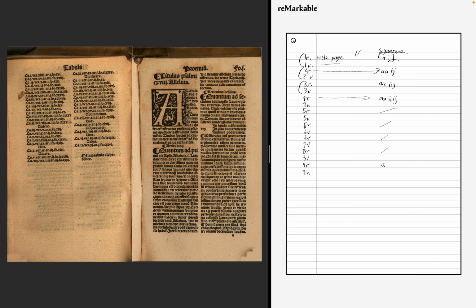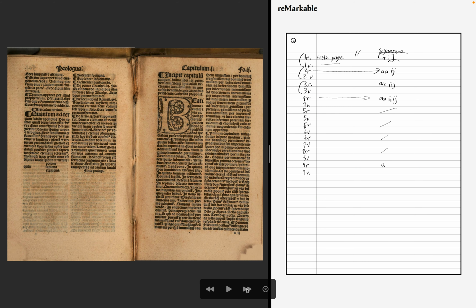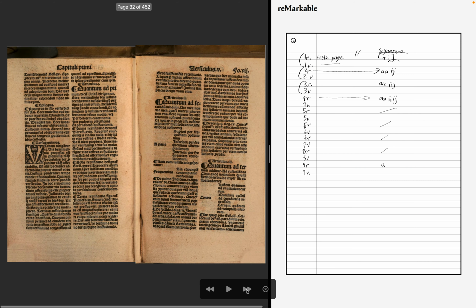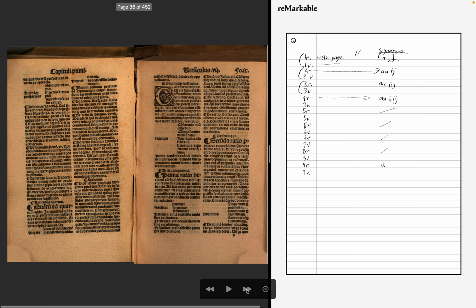Now we're at the beginning of the main text of the book. It starts with A, and you're going to get this same pattern with the 2 with the IJ, so A2, A3, A4, and then you get A5, A6, A7, A8, B. Folio 9. This is the way this book is paged: it's not actually paged, but they are counting all of the folios.